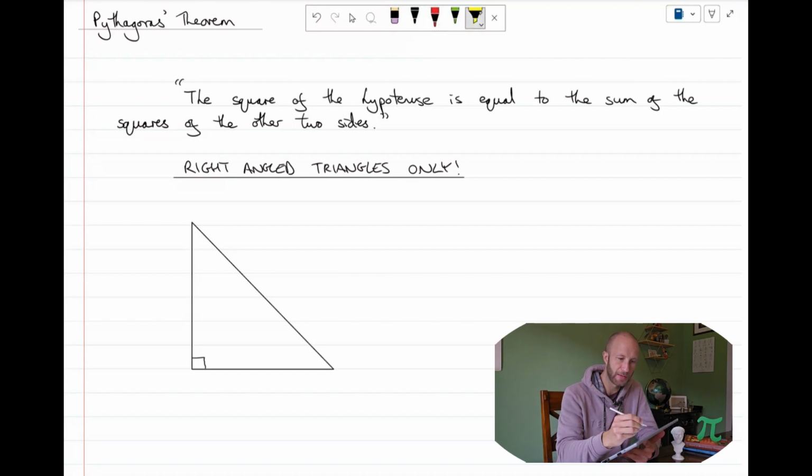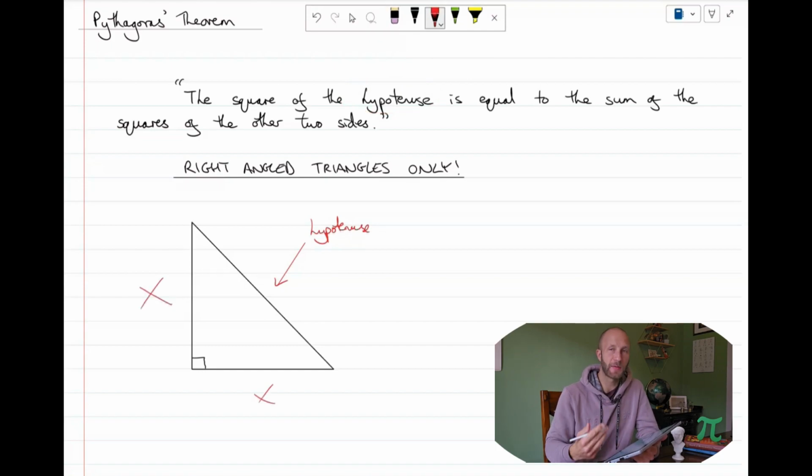The hypotenuse, this fancy word, just means the longest side, and the longest side is always opposite the right angle. The bigger the angle, the bigger the side opposite that angle in triangles. So 90 degrees must be the biggest angle in this triangle, and therefore the hypotenuse has to be the side that I've labelled with a capital X there. So the square on the hypotenuse, which is this side, is equal to the sum of the squares of the other two sides, which are here and here.